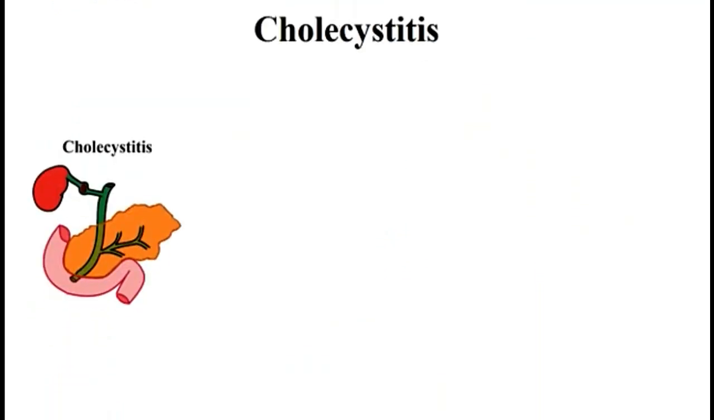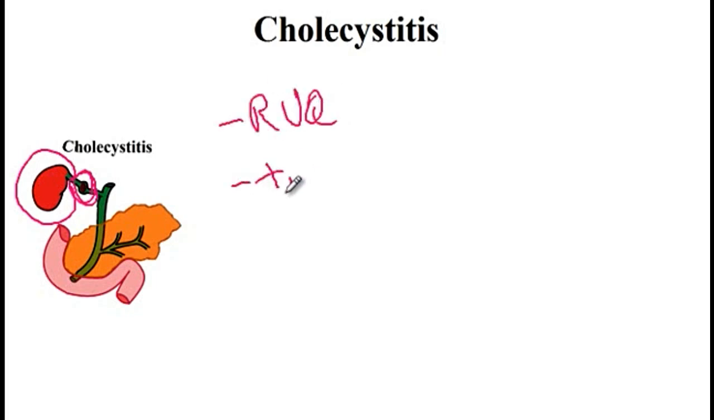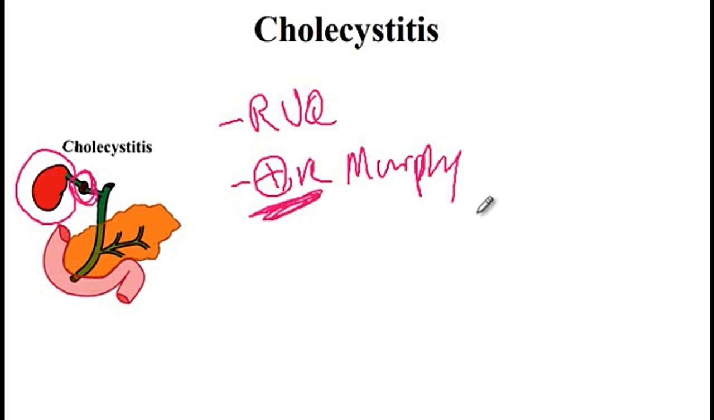Next, we have cholecystitis, which is inflammation of the gallbladder itself, and this is caused from the lodging of a gallstone inside a cystic duct. And so these patients present with a right upper quadrant pain, positive Murphy sign, where there would be an arrested inspiration on deep palpation of the right upper quadrant. So you palpate the right upper quadrant of the patient and ask them to take a deep breath. They cannot complete the inspiration because it causes pain, and that is referred to as positive Murphy sign.